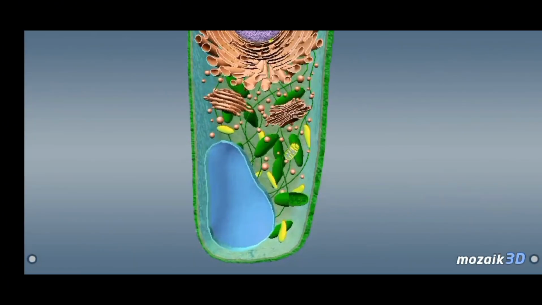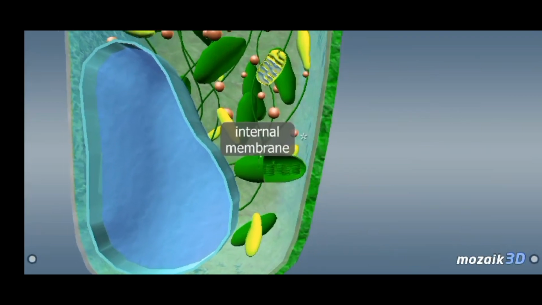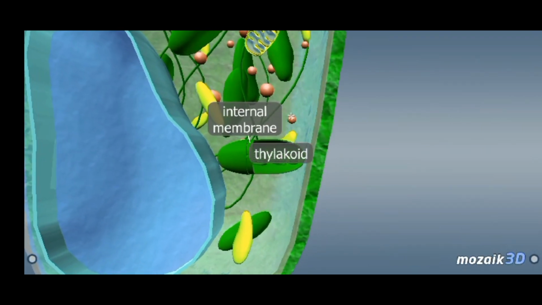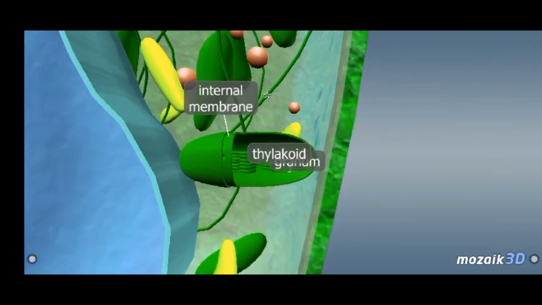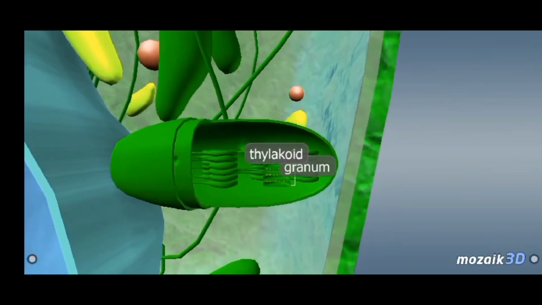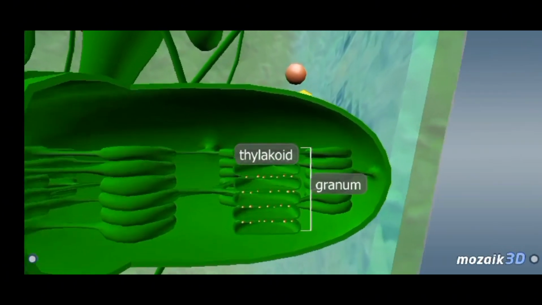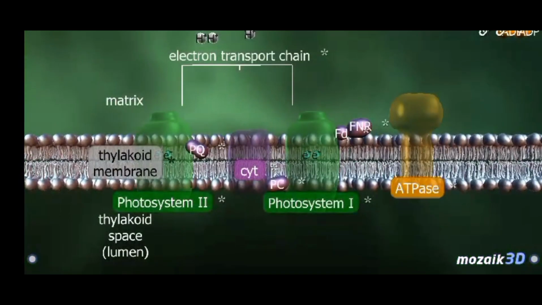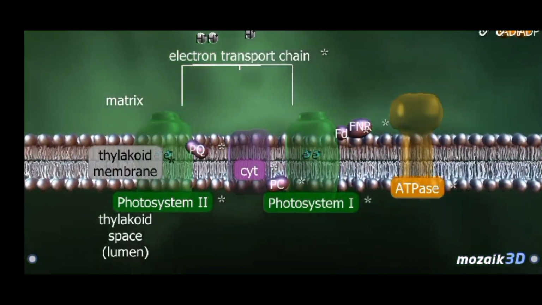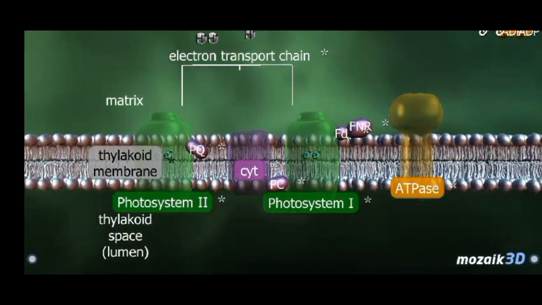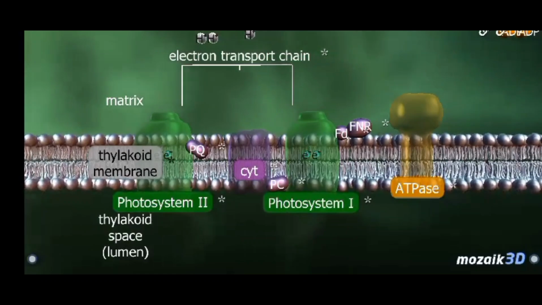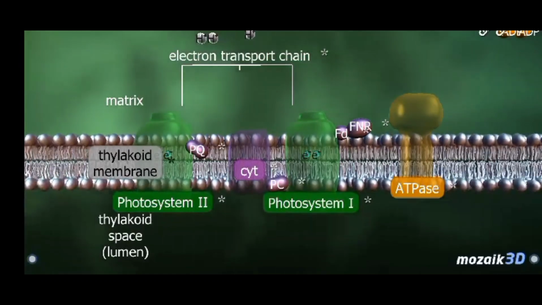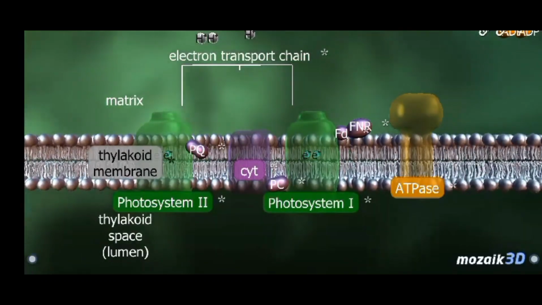Chloroplasts have a double membrane. The internal membrane forms the disc-like thylakoids, which form stacked membranous structures called grana. The thylakoid membrane contains the key enzymes for the light phase of photosynthesis. The most important of these are the two photosystems and the electron transport chain between them. The photosystems contain protein-bound, light-absorbing pigments, the most important being chlorophyll.